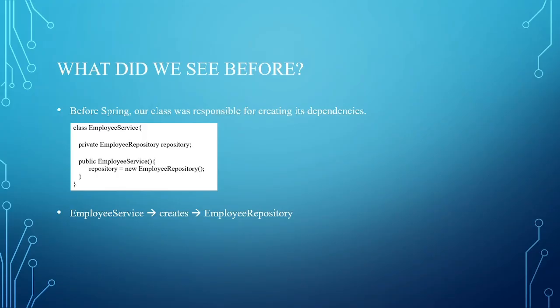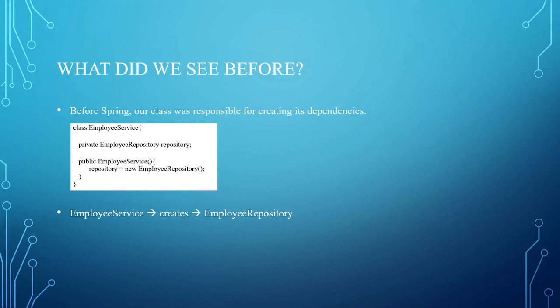the dependency injection helps to achieve the IoC. Before Spring, our application code was responsible for creating the objects and their dependencies. We saw this in our previous example where employee service itself created the employee repository. Now the question is, can we give this responsibility to someone else? This is where IoC comes in.